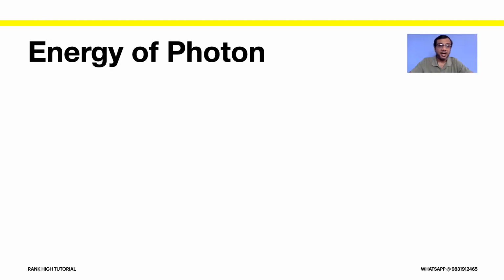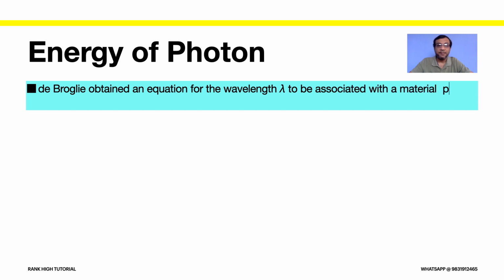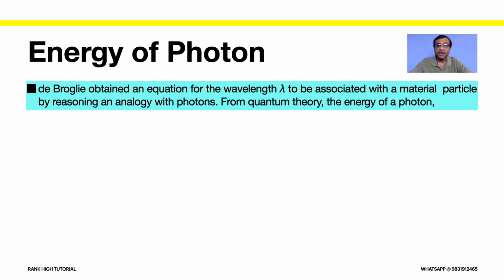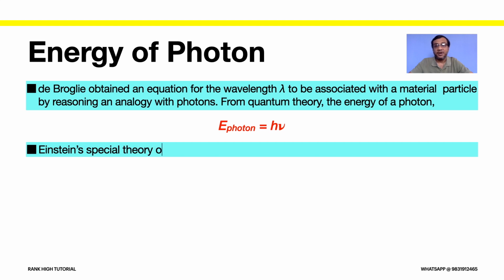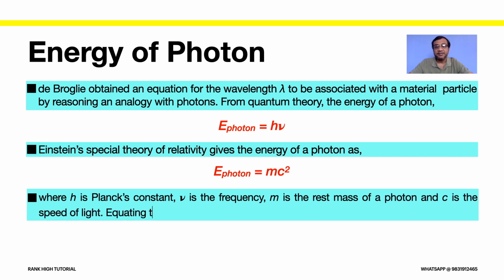This proposal is rather strange at first, but it does suggest a nice symmetry in nature. Now we will see how we can correlate the energy of photons. De Broglie obtained an equation for the wavelength to be associated with a material particle by reasoning an analogy with photons. From quantum theory, the energy of a photon is E equals h nu. From Einstein's special theory of relativity, the energy of a photon is E equals mc square, where h is Planck's constant, nu is the frequency, m is the mass of a photon, and c is the speed of light. Equating these two expressions, we get h nu equals mc square.